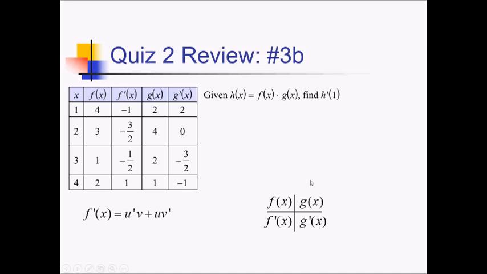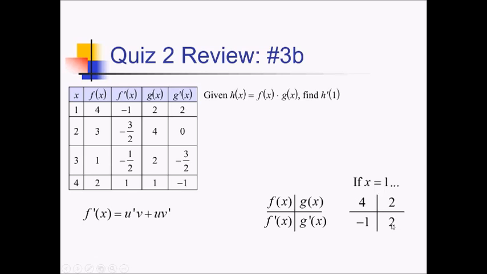Now, if x equals 1, which is what it equals because we're trying to find h prime of 1, what do all these things become? Well, we can look all of this up in the table. F of 1, that's going to be 4, according to this table, and g of 1 is going to be 2. F prime of 1, that's going to be negative 1, and then g prime of 1, that's going to be 2.